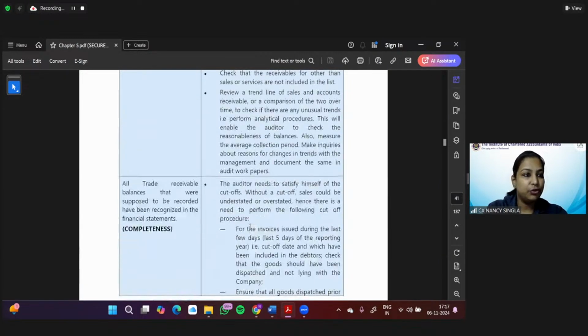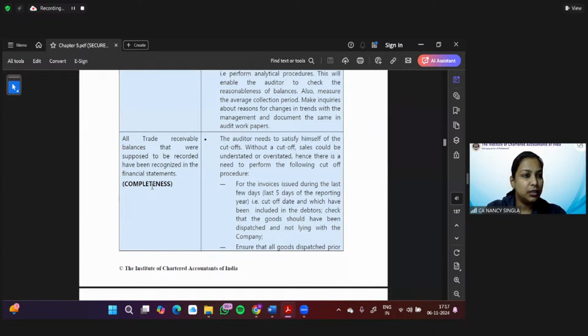Yes, 5.41. Om Krishna, Bhumika, Swati. Absolutely correct.